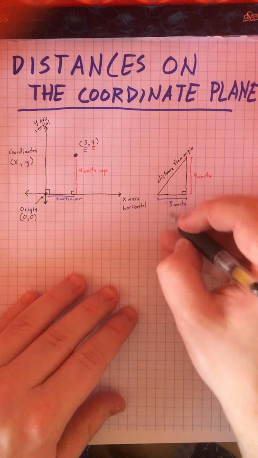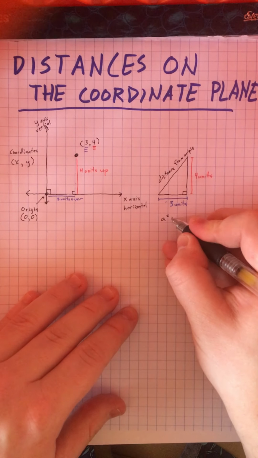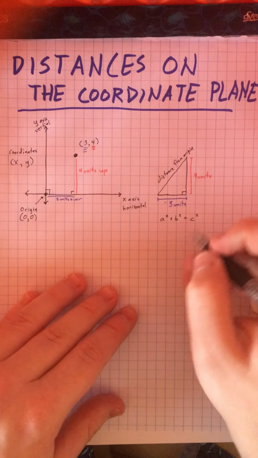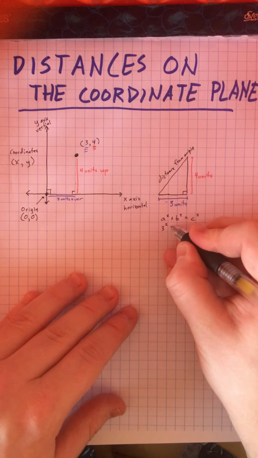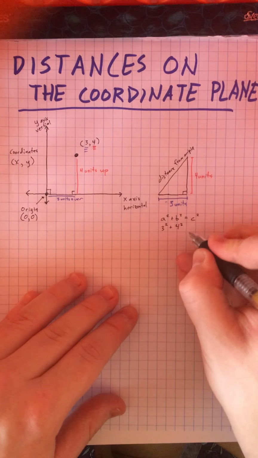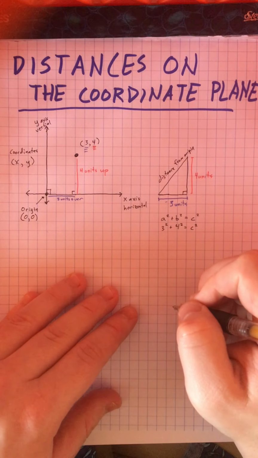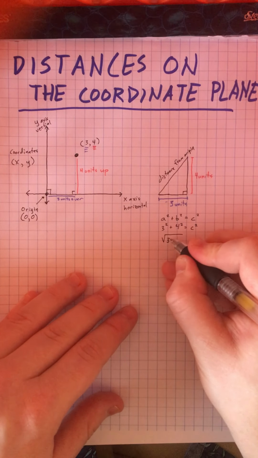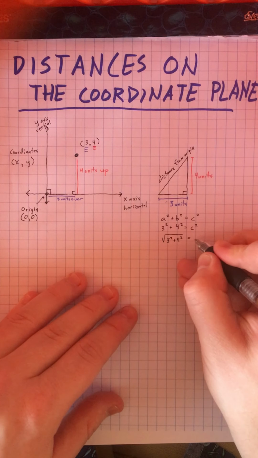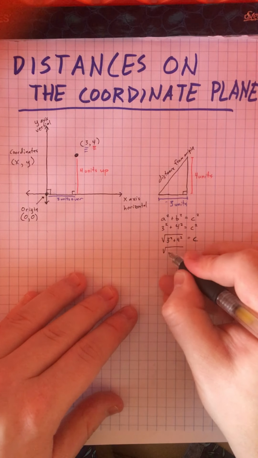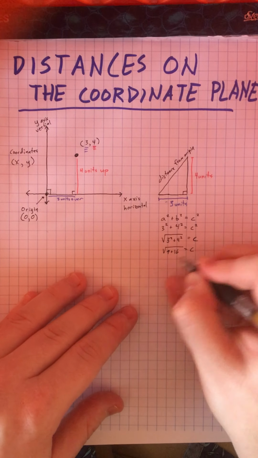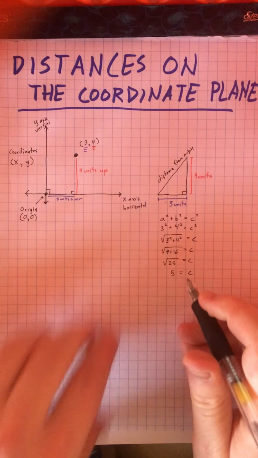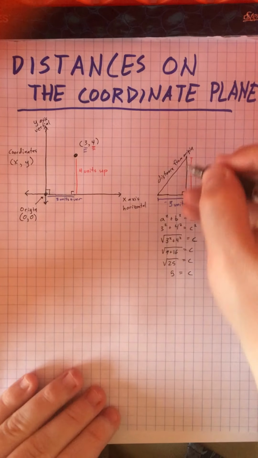Well, we know that for any right triangle, the sum of the squares of the legs has to be the square of the hypotenuse. We know in this case we have 3 squared for x, 4 squared in y, should be the square of whatever that distance is. This means that the square root of 3 squared plus 4 squared should be that distance. The square root of 9 plus 16 is the distance. The square root of 25 is the distance. 5 is the distance from the origin to the point.